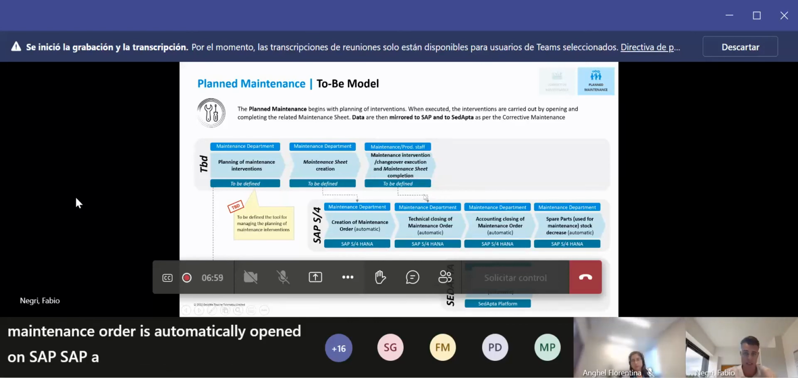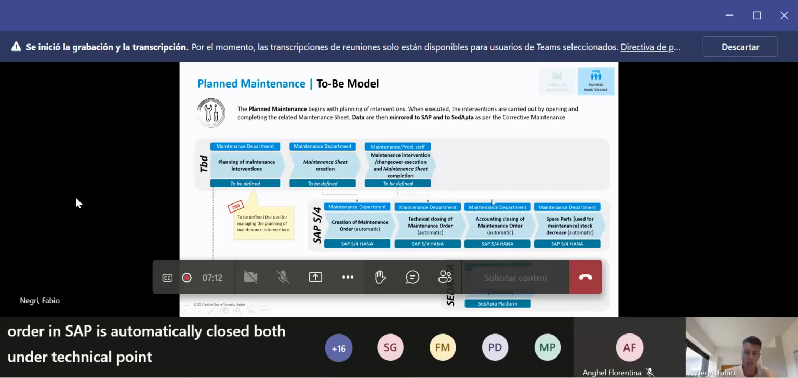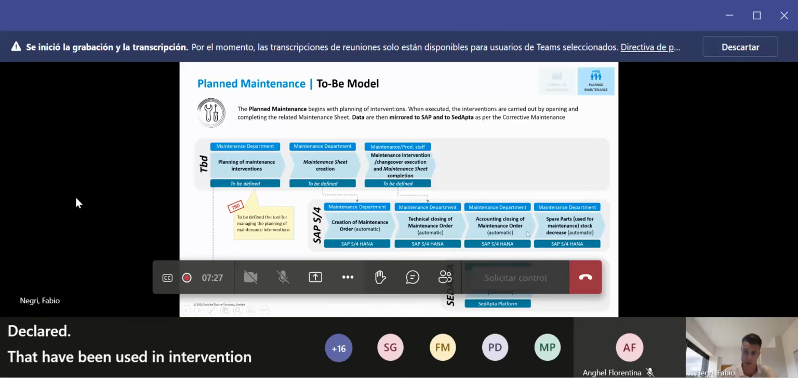As the maintenance sheet is completed and closed, the maintenance order in SAP is automatically closed, both from a technical point of view and also from an accounting point of view, meaning that all the costs are registered, and finally the spare parts declared that have been used in the intervention are removed from the stock in SAP.